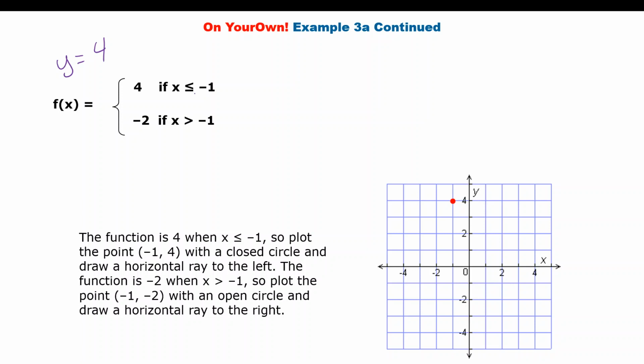So all we have to do is show that all of those x's that are less than -1 will be at 4. And when x is greater than -1, and notice there's not an equal to sign, so we're going to have an open circle there. And when it's greater than, y is -2. And it's just going to look like that.